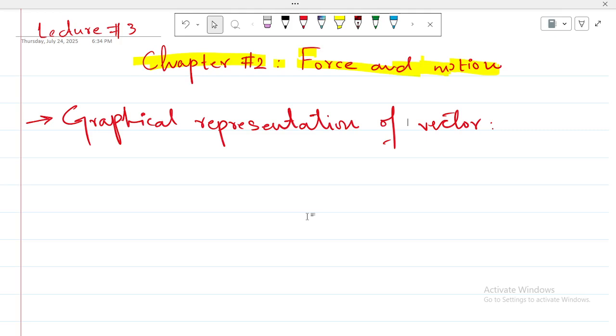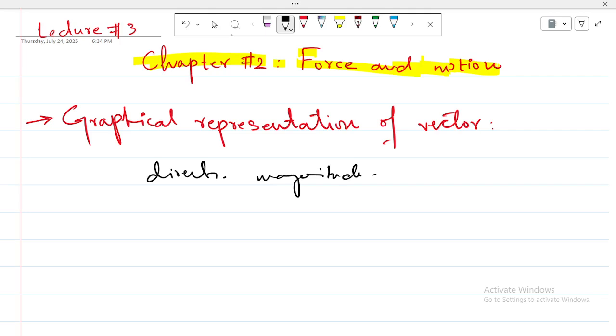As far as the graphical representation of a vector is concerned, we discussed in the previous lecture that a vector has both direction as well as a magnitude. So it is quite convenient to graphically represent a vector quantity. It's quite obvious that whenever we are talking about direction, the most convenient way is to represent that direction as an arrow pointing towards that direction.